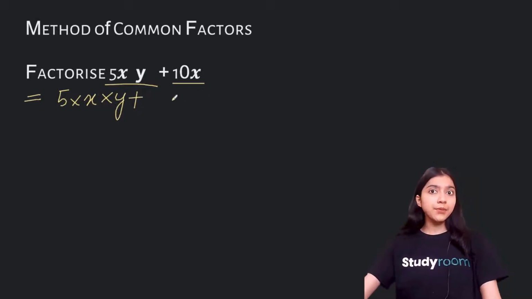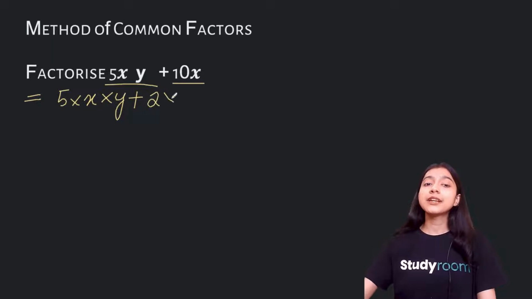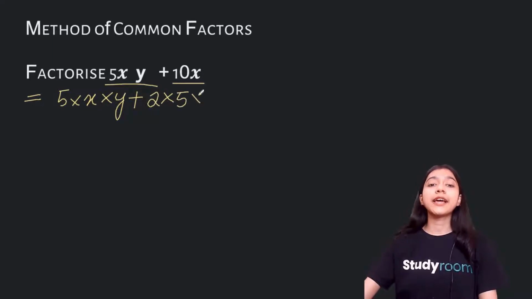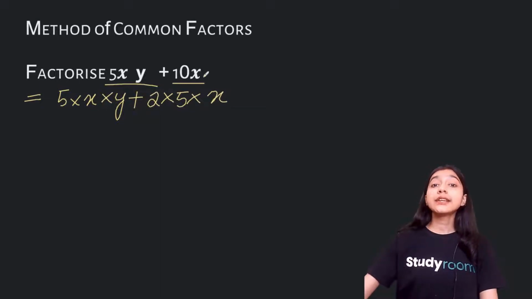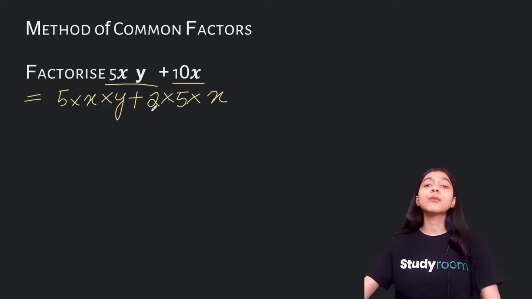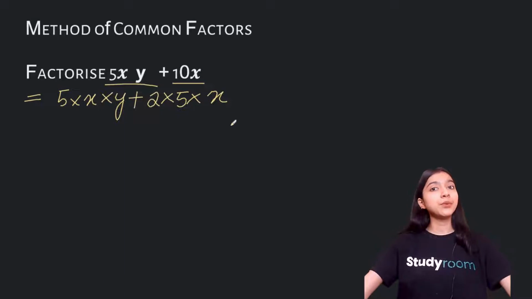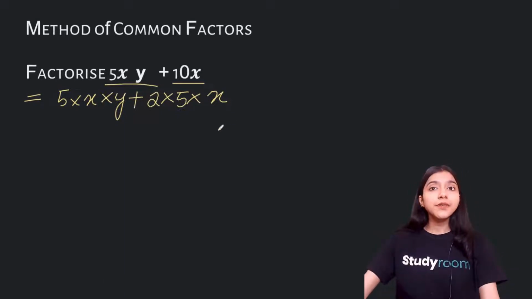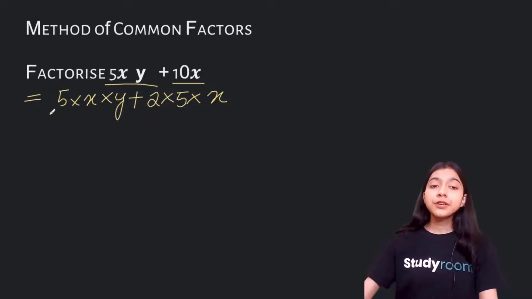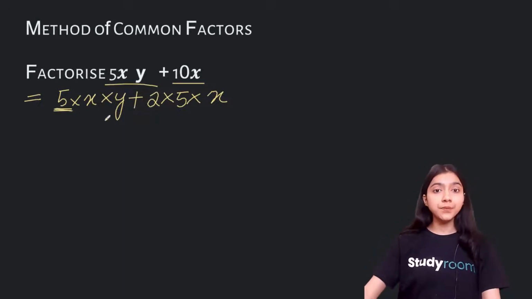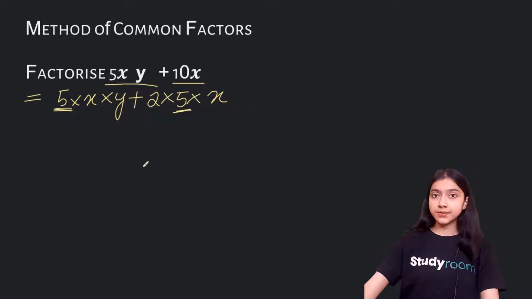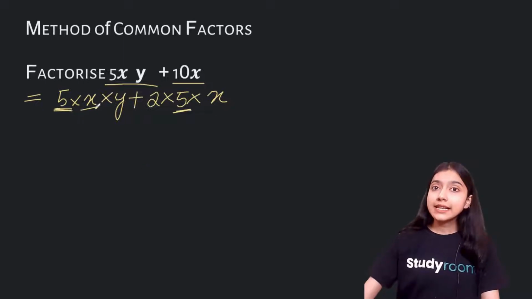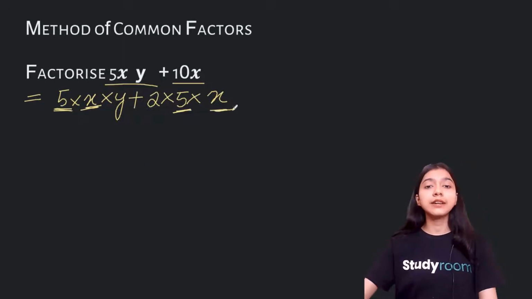Now 10 can be broken as 2 multiplied with 5 multiplied with x. So 10x has been reduced to a form of 2 multiplied with 5 multiplied with x. Now what we have to do? We have to observe the common factors in both the terms. So we find that we have 5 in the first term and we have 5 in the second term as well. Now, we have x in the first term and x in the second term as well.